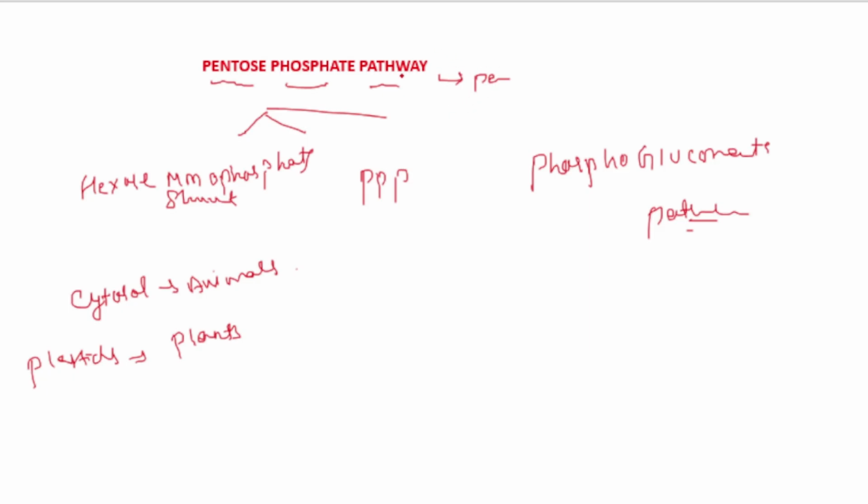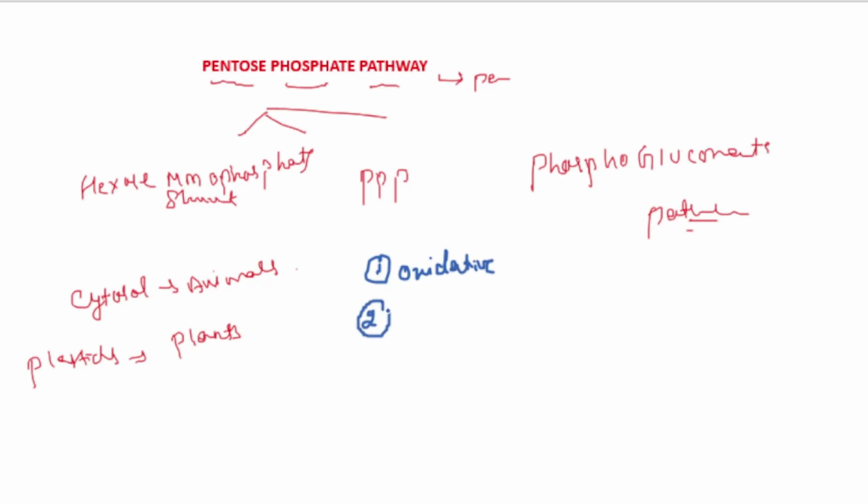So this is one of the oxidation pathways. The glucose is being oxidized in this way, and it is taking place in the cytosol in case of animals, and in case of plants it is taking place in the plastids. This whole process of the pentose phosphate pathway takes place in two phases. The first phase is the oxidative phase.